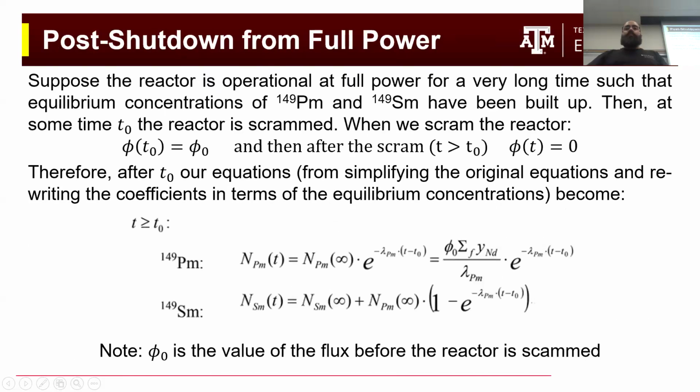And the initial concentrations of our nuclei would be the amount that there was at time t0 when these things were in equilibrium. So the initial concentration for promethium, when I'm shutting down from running at full power for a long period of time, this equilibrium amount of promethium becomes my new initial condition. And same thing with my samarium. That equilibrium amount of samarium would become my initial concentration of samarium from the moment that I'm shutting the reactor down and then letting time move forward from there. So these are what those equations would look like in terms of how these nuclei concentrations evolve after the shutdown.